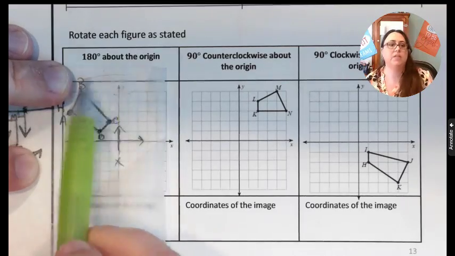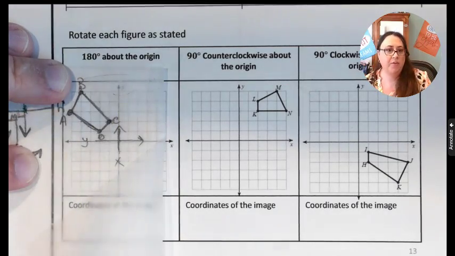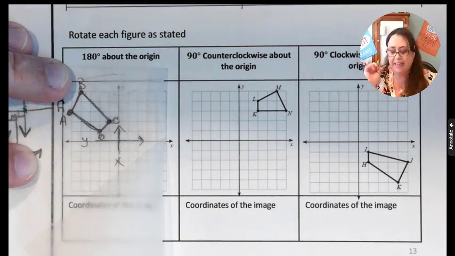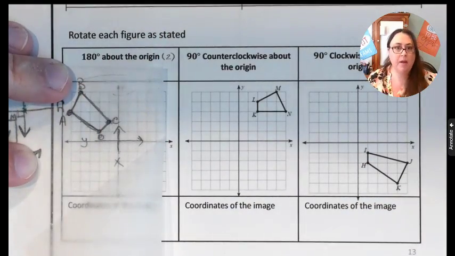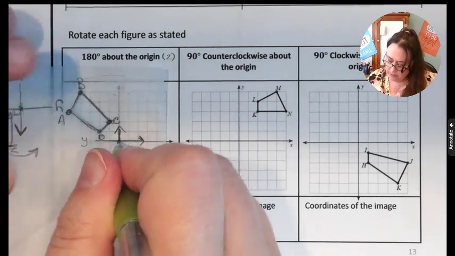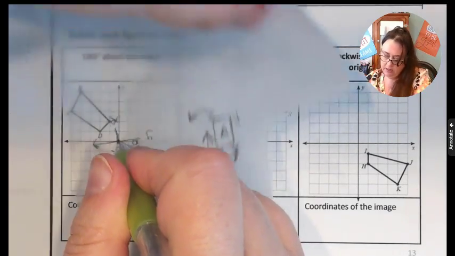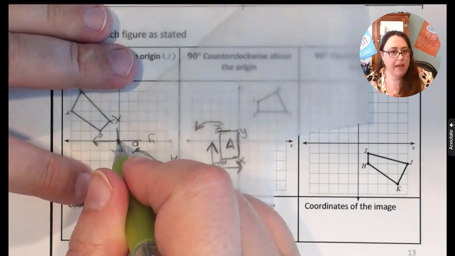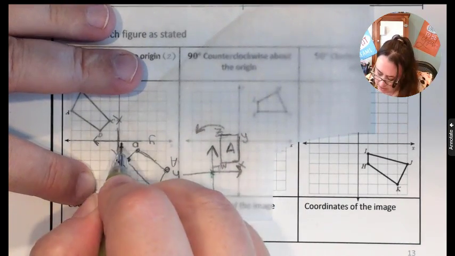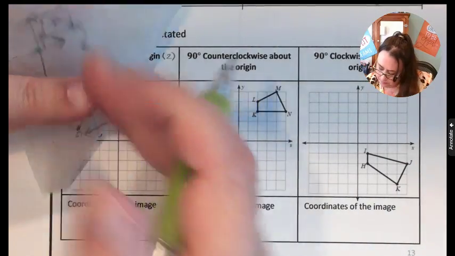Now let's read the directions. It says 180 about the origin. So how many clicks is that? That's 2 clicks. So let's go ahead and write that right here. And it doesn't matter which direction we go. So let's do 2 clicks. 1, 2. Okay, and then line everything back up. And so D is going to be over 1 down 2.